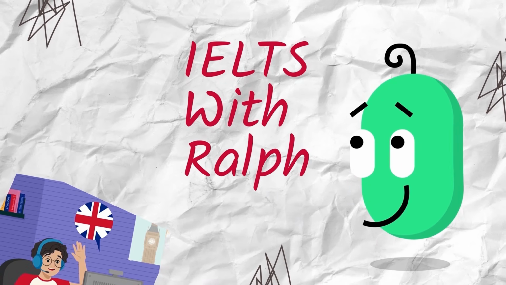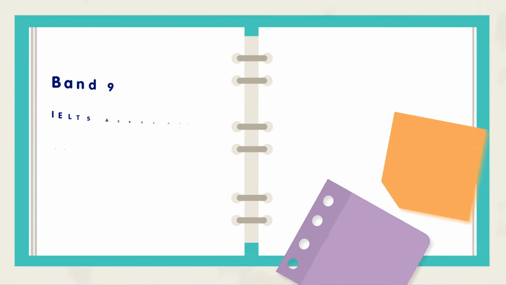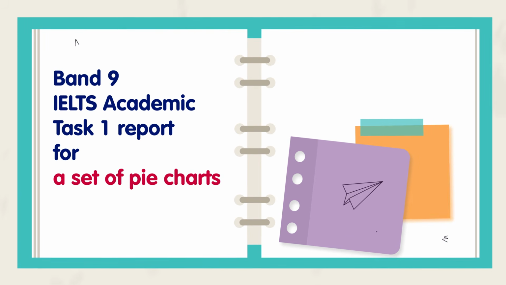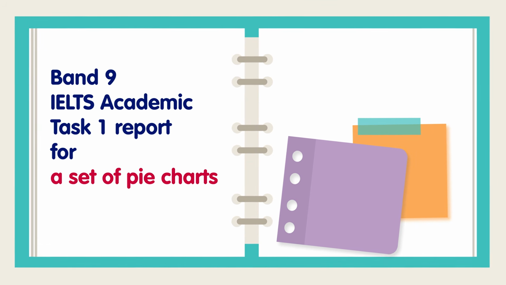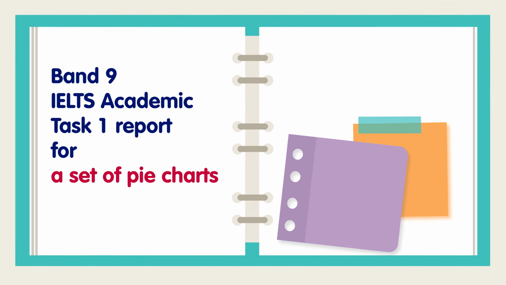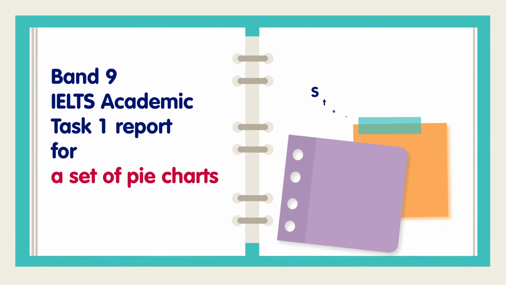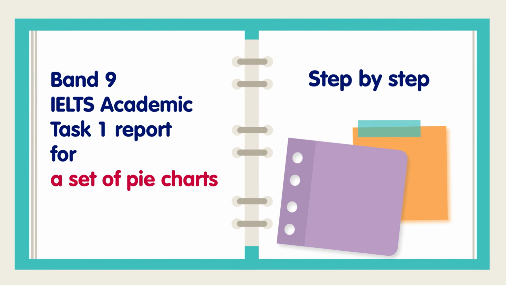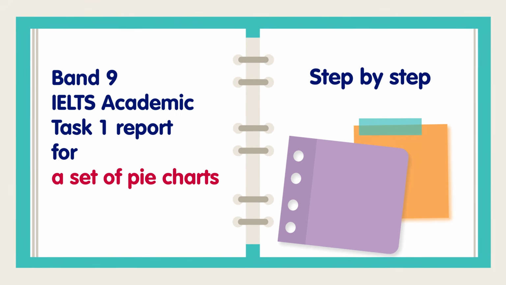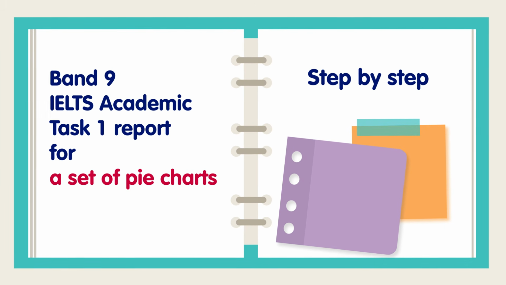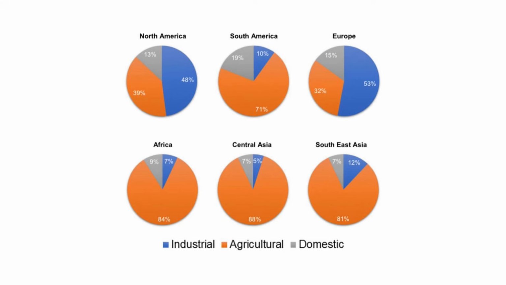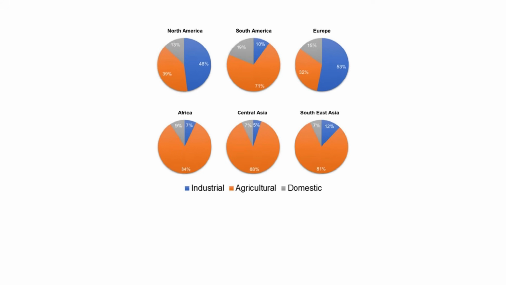In today's lesson, I'm going to show you exactly how to write a Band 9 IELTS Academic Task report for a set of pie charts. We're going to go step by step, and I'll explain not just what to write, but also why we use certain vocabulary and also fractions, and how to compare data in a pie chart. So let's take a look at our pie chart here, and let's read the question.